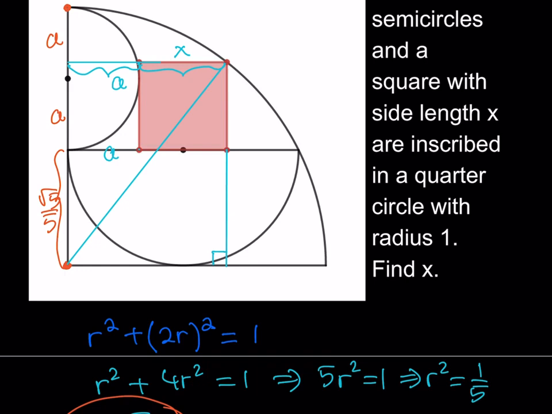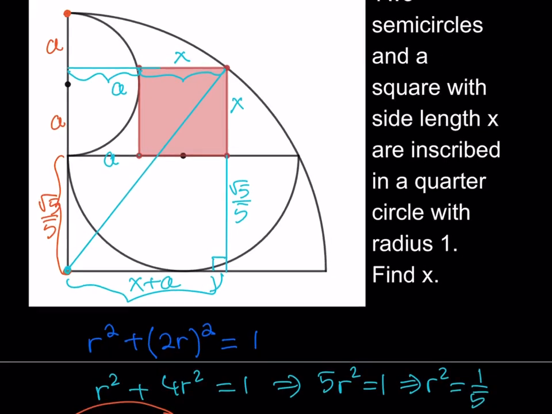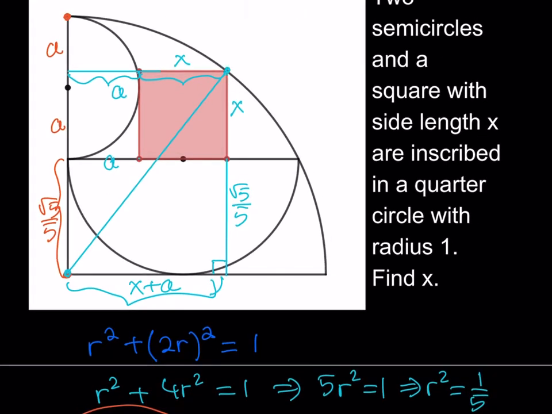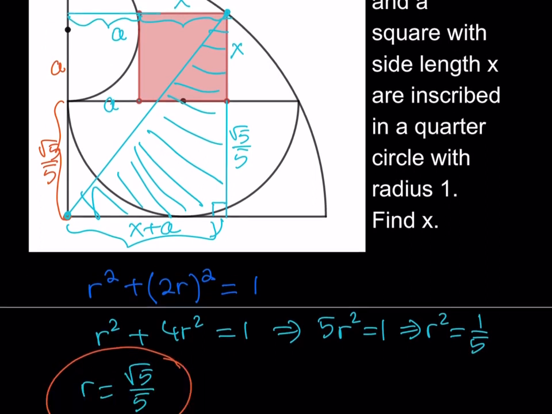Now, what about the height? Well, the height is going to be, this is x, this is root 5 over 5. So the height would be x plus root 5 over 5. And the base is going to be x plus a. But remember, I know the value of a, so I can actually go ahead and substitute that. What about the hypotenuse? The hypotenuse is awesome because it's going to be the radius of the quarter circle. Therefore, it's going to be 1 as well. So basically, I'm working inside this right triangle here to solve for x. Okay? So let's go ahead and proceed.